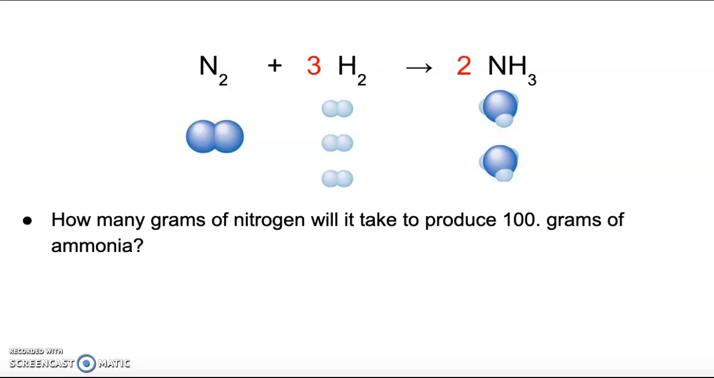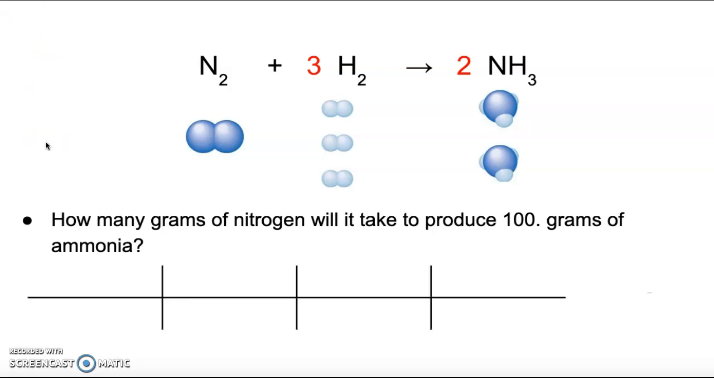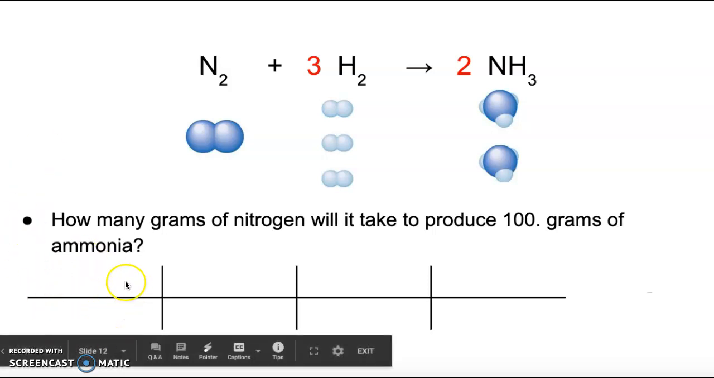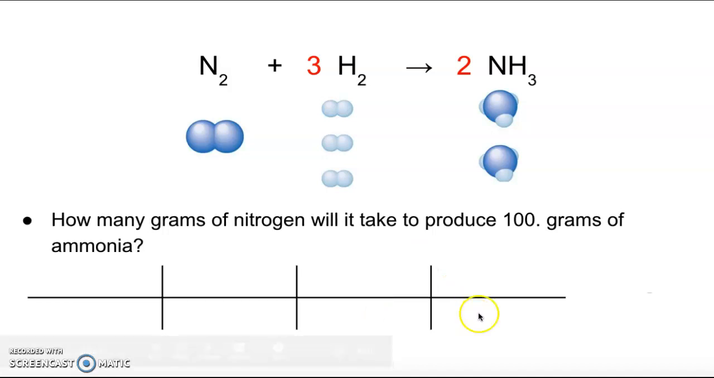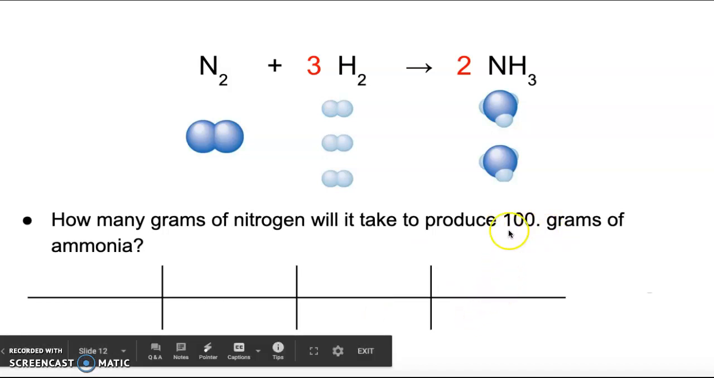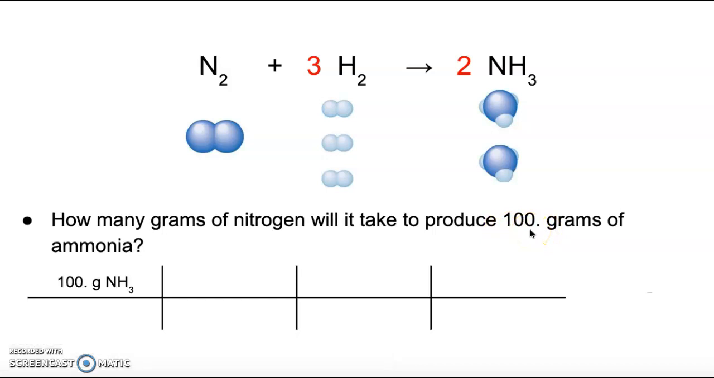Now I can set up my dimensional analysis problem. And just like the one with the bread, I am going to have one set of boxes for my starting information, and then 3 sets of boxes for the 3 conversion factors that I'm going to need. Now I want to start with the information that I'm given in the problem. So I want to make 100 grams of ammonia. I'm going to put that in that top left box over 1, so I remember to not put anything else there.